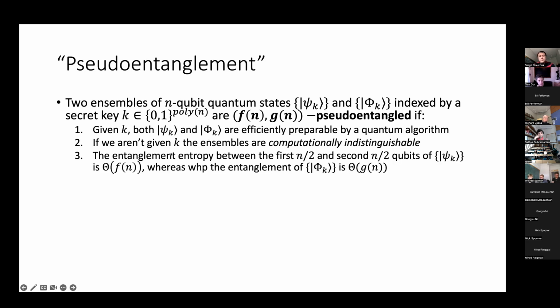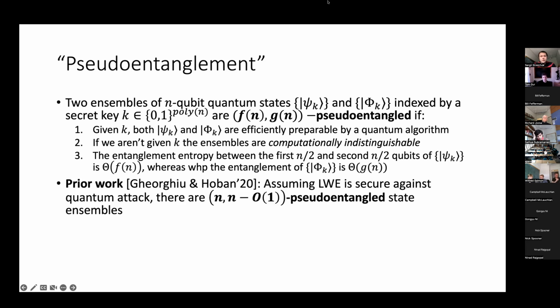But on the other hand, the entanglement entropy between the first n over 2 qubits and the second n over 2 qubits of these two states is, for one of the ensembles, exactly upper bounded and lower bounded by f of n, whereas with high probability for the other ensemble, it's upper bounded and lower bounded by g of n.